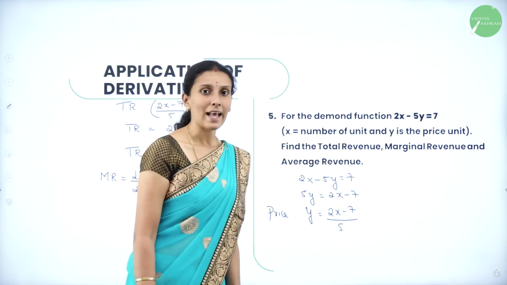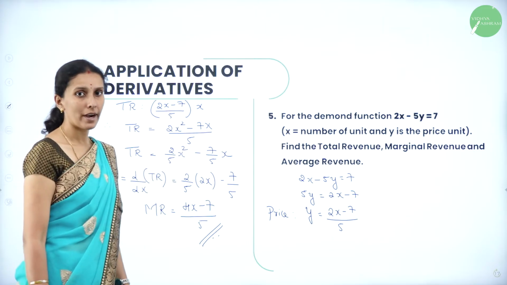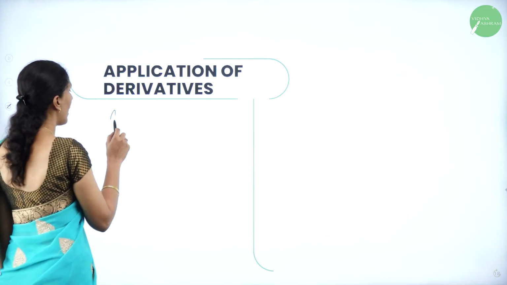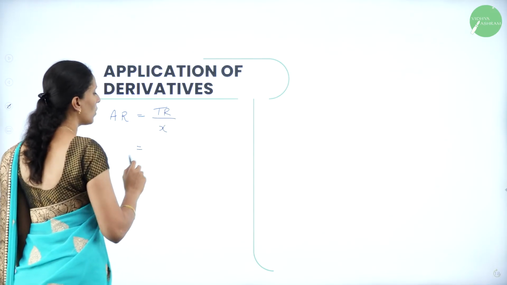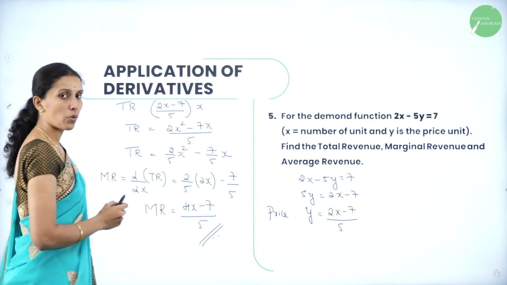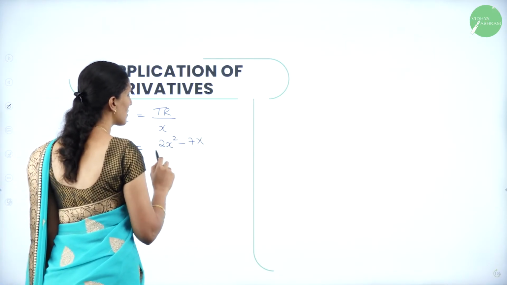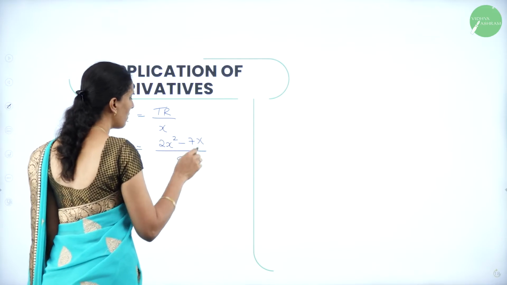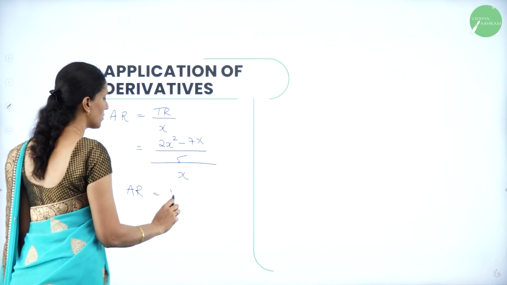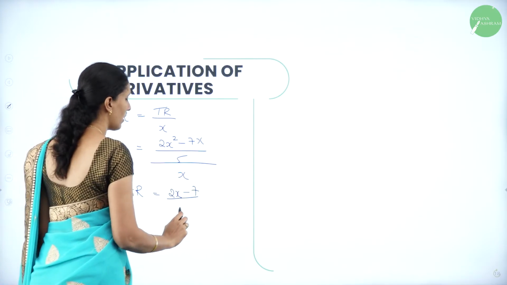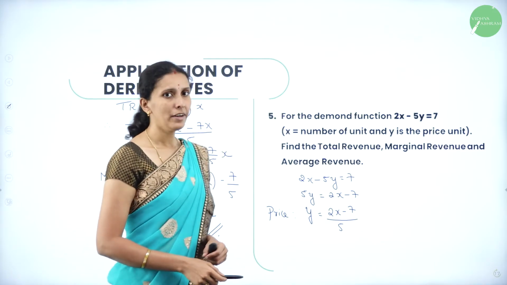Next I have to calculate average revenue. Average revenue is nothing but total revenue divided by x. Total revenue we got is 2x square minus 7x by 5. So divide by x, and the average revenue is 2x minus 7 divided by 5. So this is the average revenue of the given demand function.